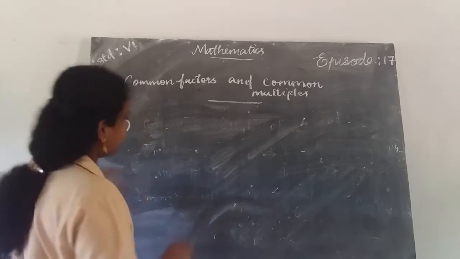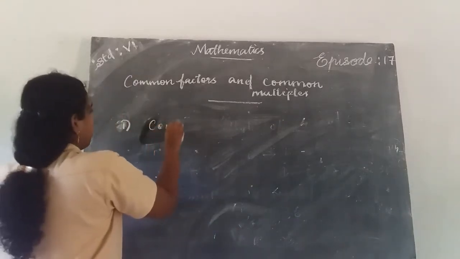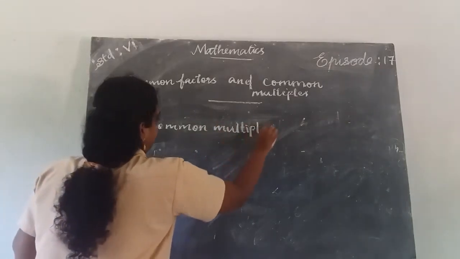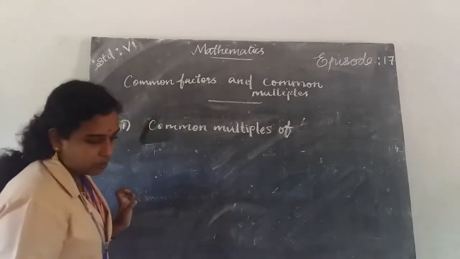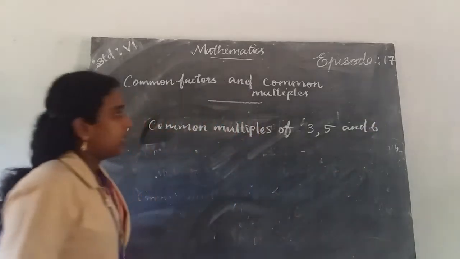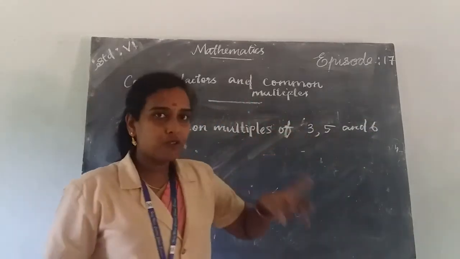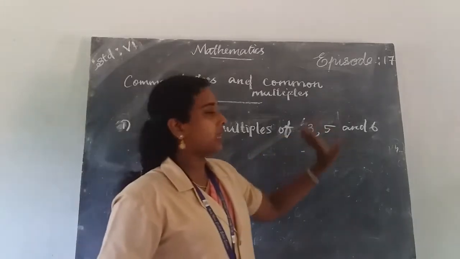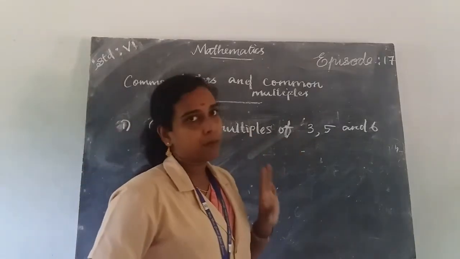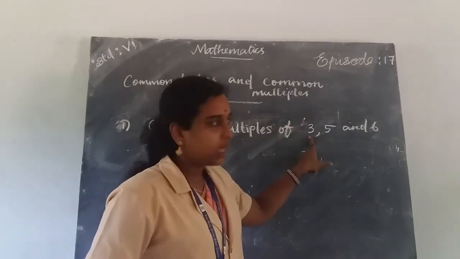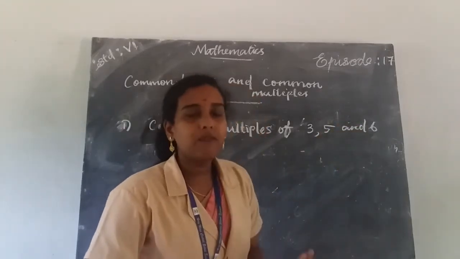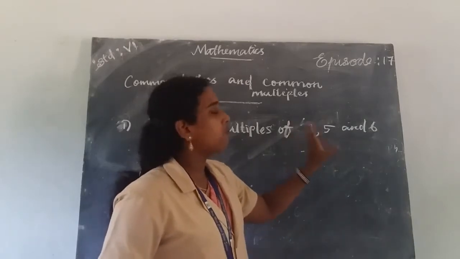Find the common multiples of 3, 5 and 6. So here 3 numbers are given, and we want to find the common multiples of these 3 numbers. Okay, for that first we write the multiples of each number. First we write the multiples of 3, then write the multiples of 5, then we write the multiples of 6. Then we find the common multiples of 3, 5 and 6.